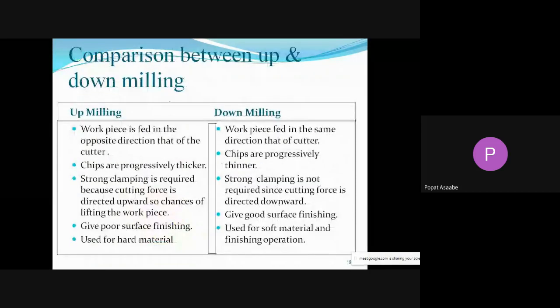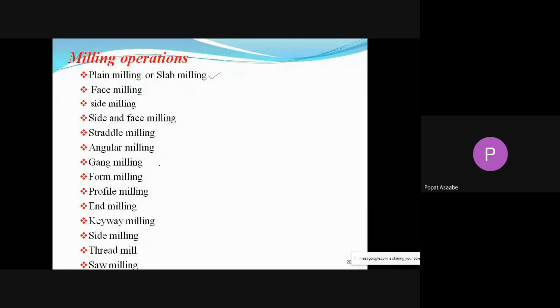Then comparison also we have seen, and that is all milling operation. Once again I will revise each operation in only one sentence. Plain milling: this milling operation is used to produce a flat surface, and during this operation the axis of your cutter and the surface of your workpiece are parallel.